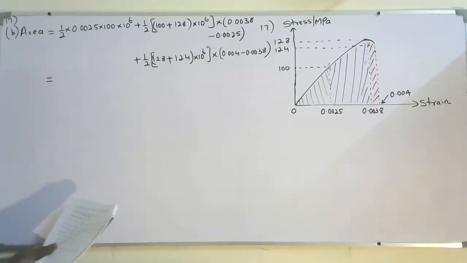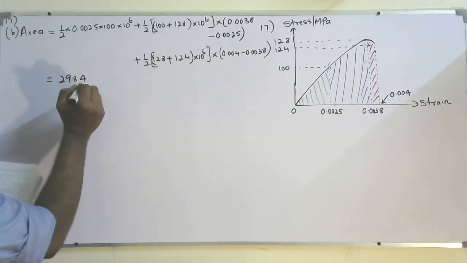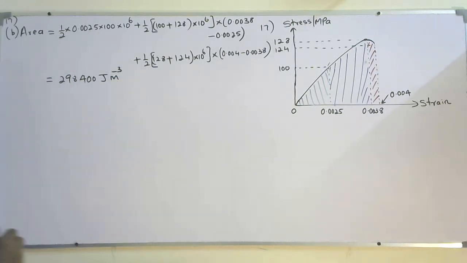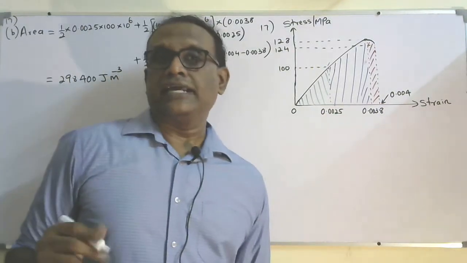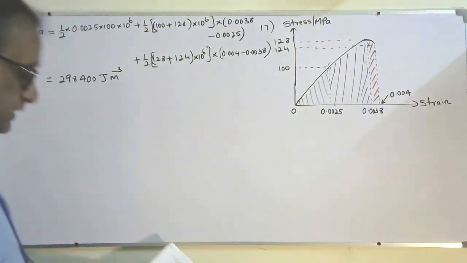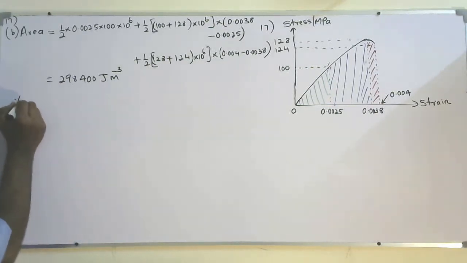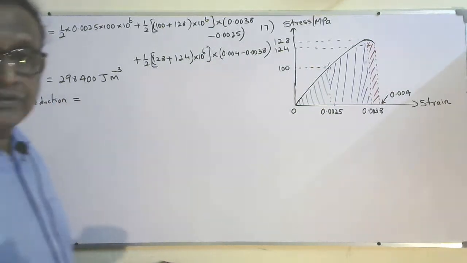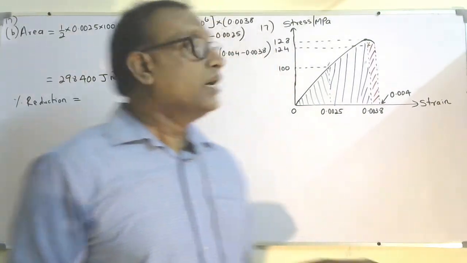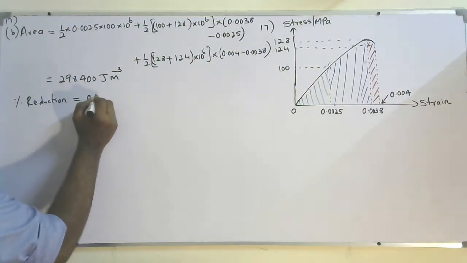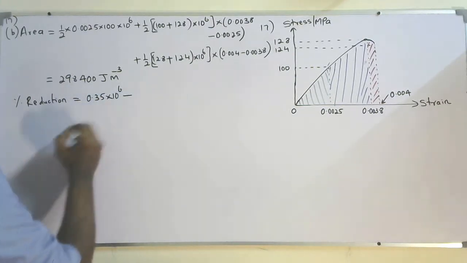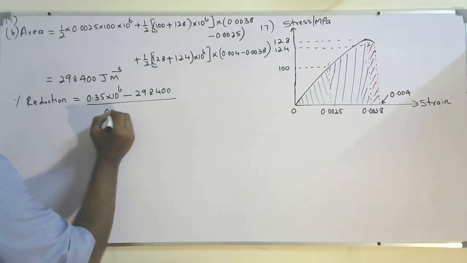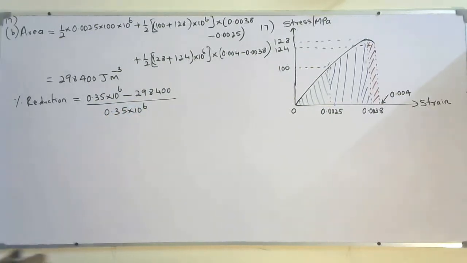You will get 29.8400 joule per meter cube, right? So that is the energy absorbed by the 28 days old sample. So the question is the percentage reduction. That was 0.35 megajoule per meter cube given for the 2-day sample. So 0.35 into 10 to the power 6 minus 298400, divided by again 0.35 into 10 to the power 6, right?